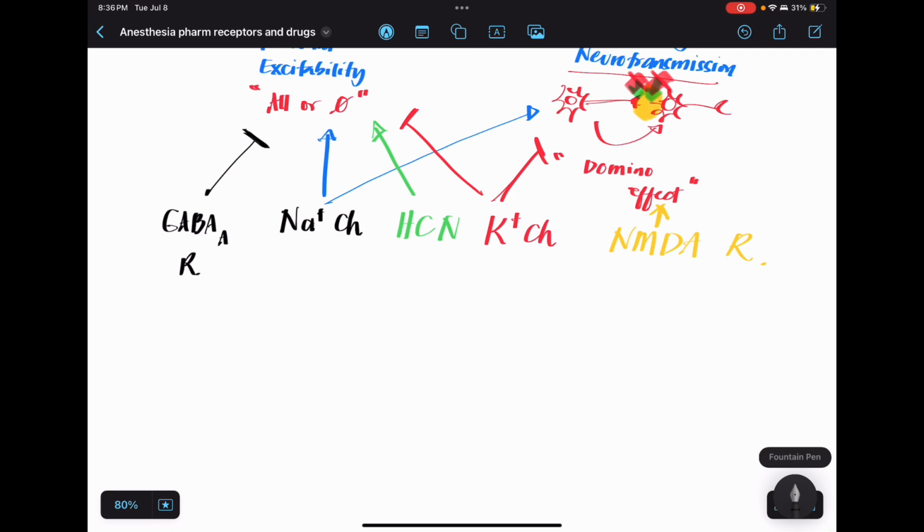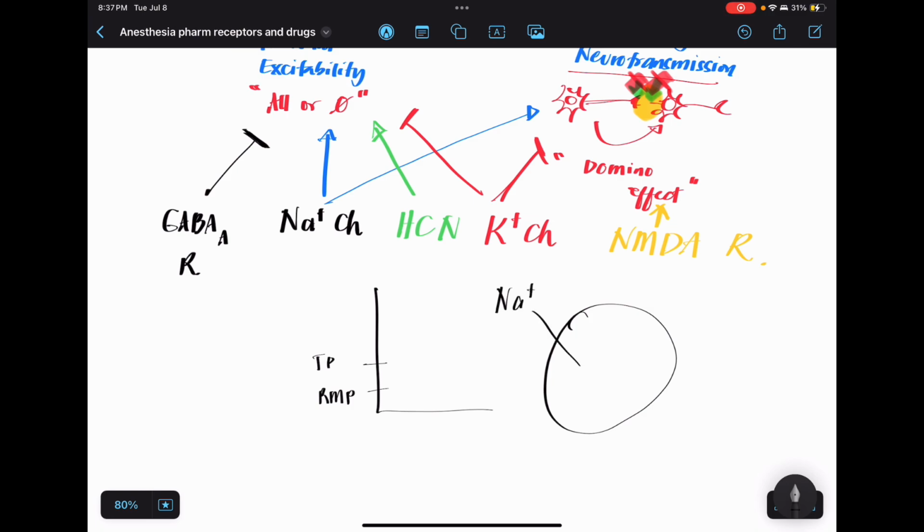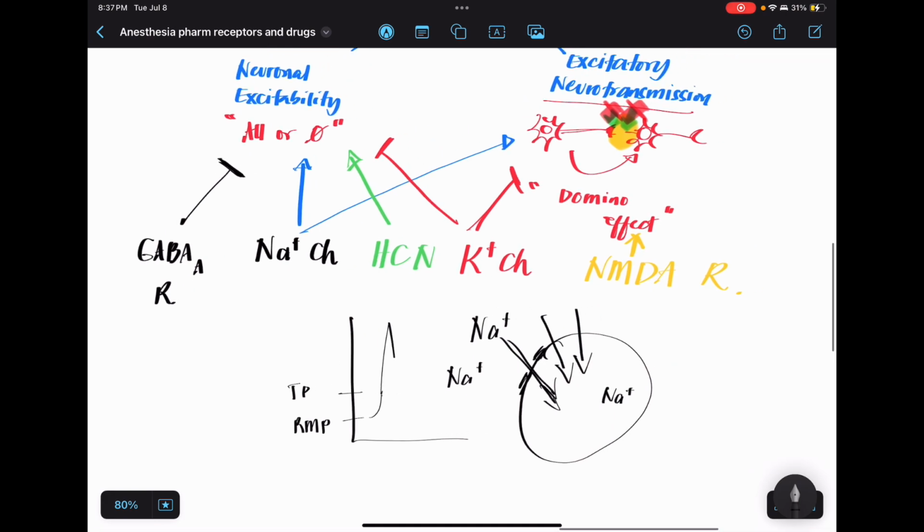The sodium channel, like I said, this is the threshold potential, this is the resting membrane potential. When you open the sodium channel, there's more sodium outside the cell versus inside. So when you open the gate, naturally sodium will rush in. When it rushes in, the potential inside the cell goes up. And if there's enough sodium to reach the threshold potential, it would excite the cell.